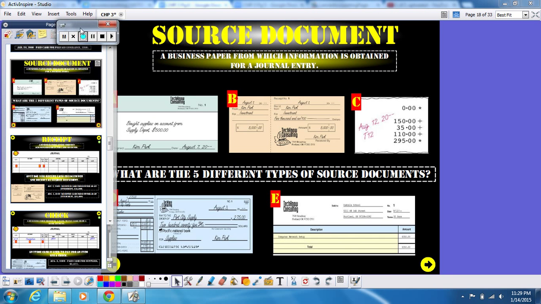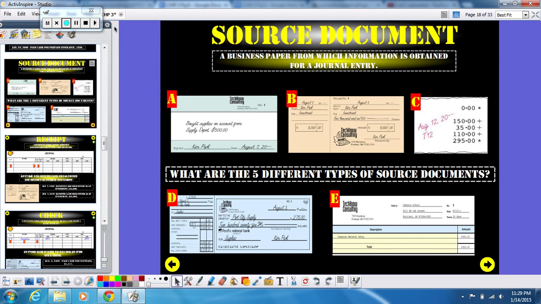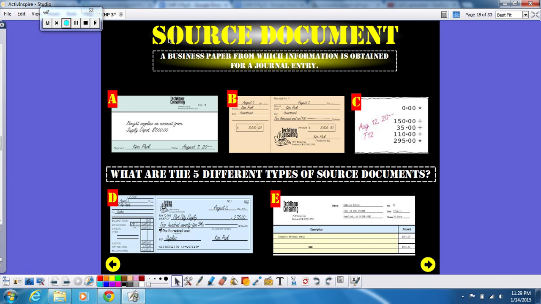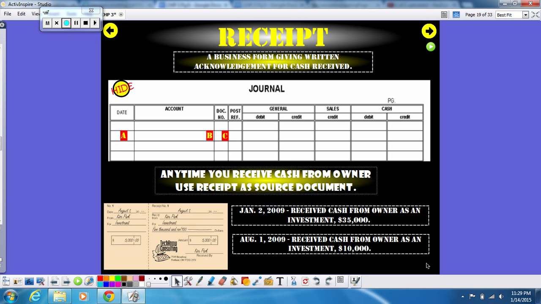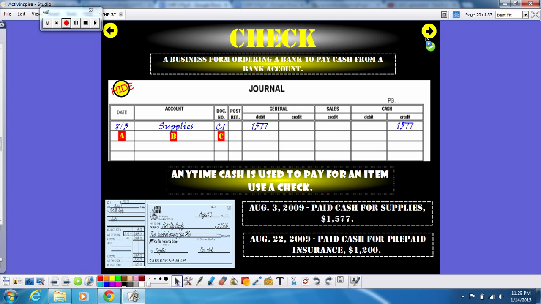Alright, here we are, Chapter 3, page 5 of your notes. Just to touch base real quick, we just talked about the source documents, the 5 types, and now we're getting into when each of them are used. The first one was a receipt, which is used when an owner invests in the company. Then we talked about a check, and how checks are used anytime you pay cash.